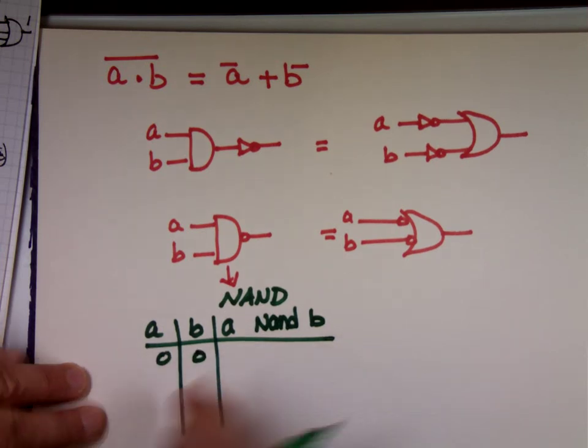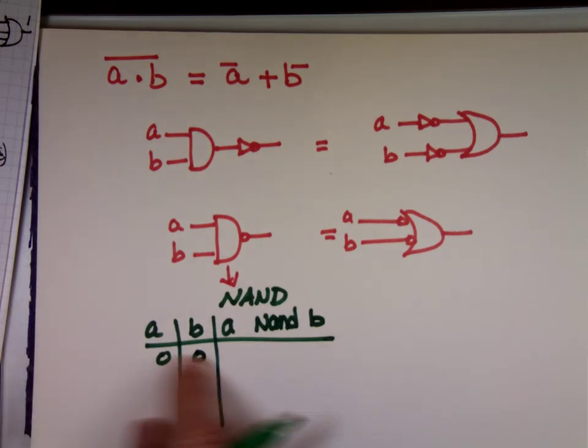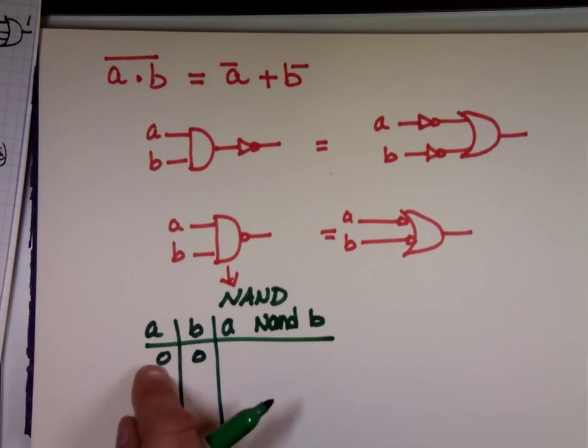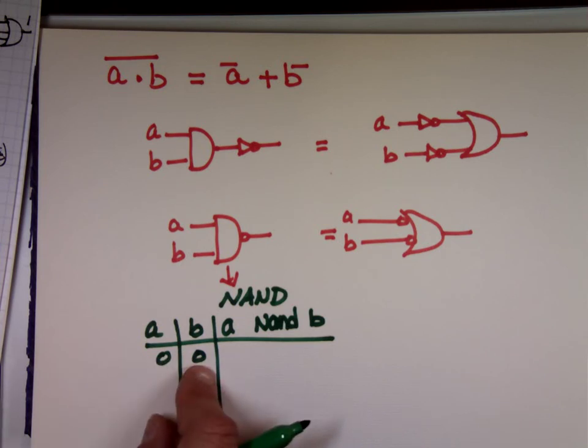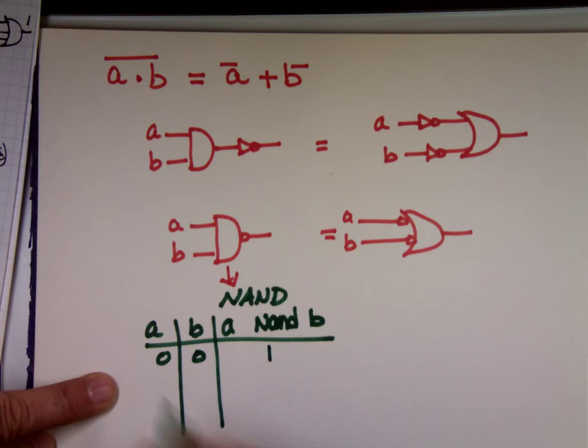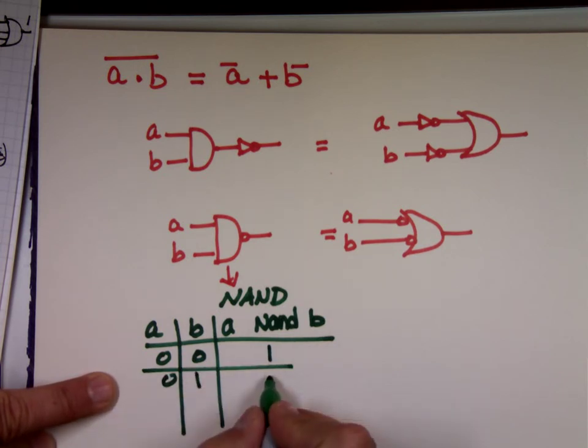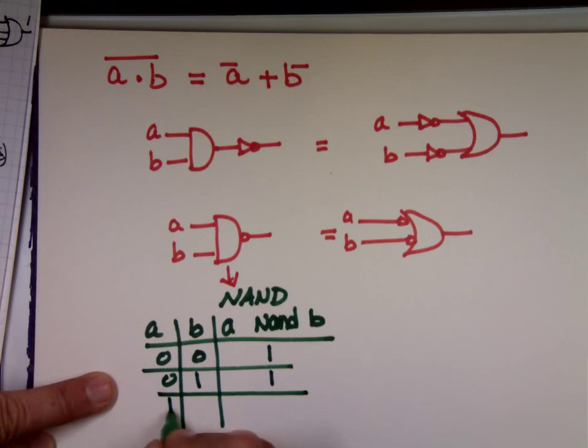What is 0 and 0? 0, complement that? 1. What is 0 and 1? Complement that? What is 1 and 0? Complement that. What is 1 and 1? Complement that. 0.